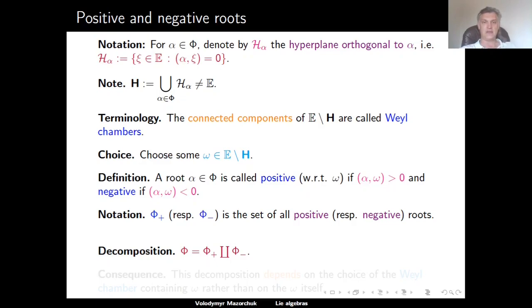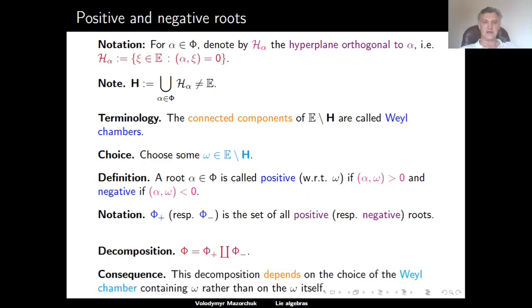A priori, this decomposition depends on the choice of omega, but of course it's clear that in reality it depends on the choice of the Weyl chamber rather than omega. If we vary omega staying inside the same Weyl chamber, then we cannot change the signs of scalar products with any root, because we stay within the connected component when we took away all hyperplanes where some scalar product is 0. Therefore, this decomposition in reality depends only on the choice of a Weyl chamber.